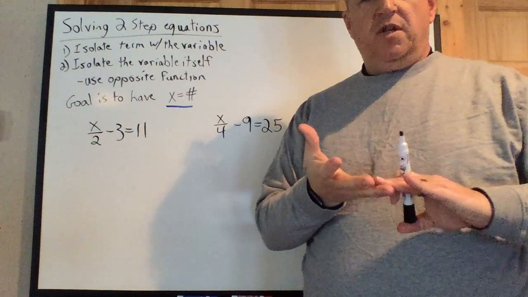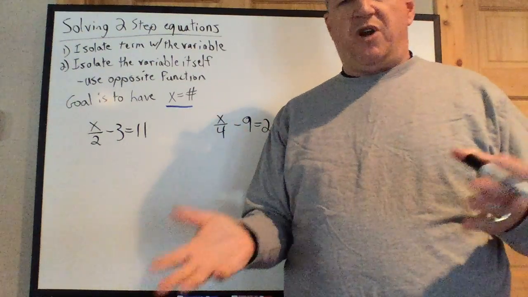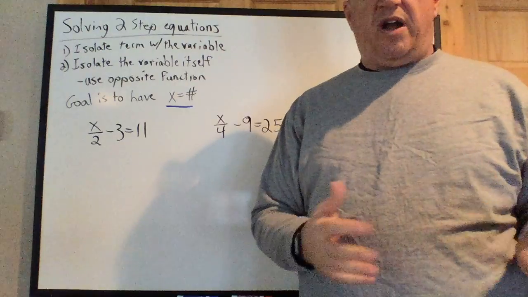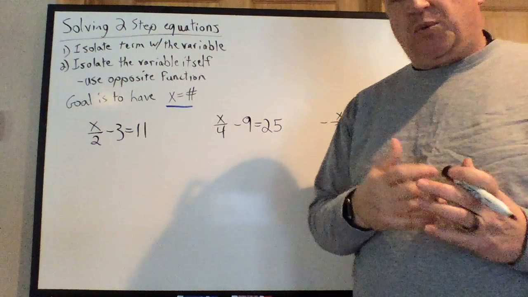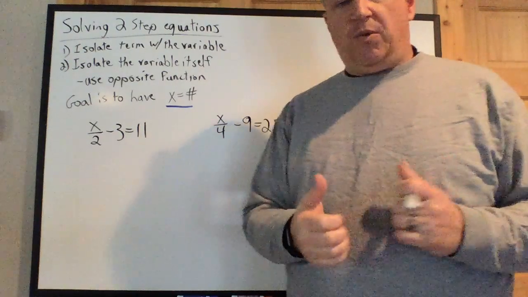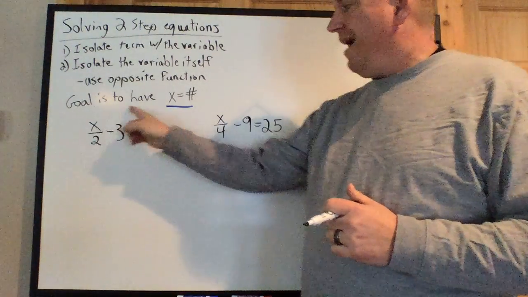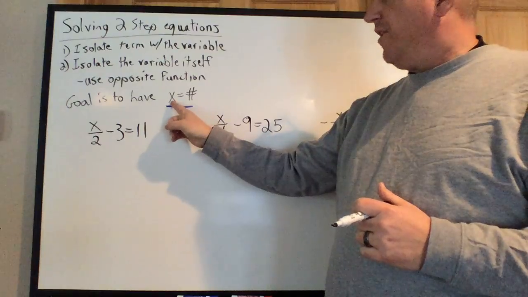If you see addition, you subtract. If you subtract, you add. If it's multiplied, you divide. If it's divided, you multiply. You're just doing the opposite of what you see. All right, so you have to recognize what functions you're dealing with. Okay, remember our goal is to have the variable itself, whatever variable it is, equal a number.